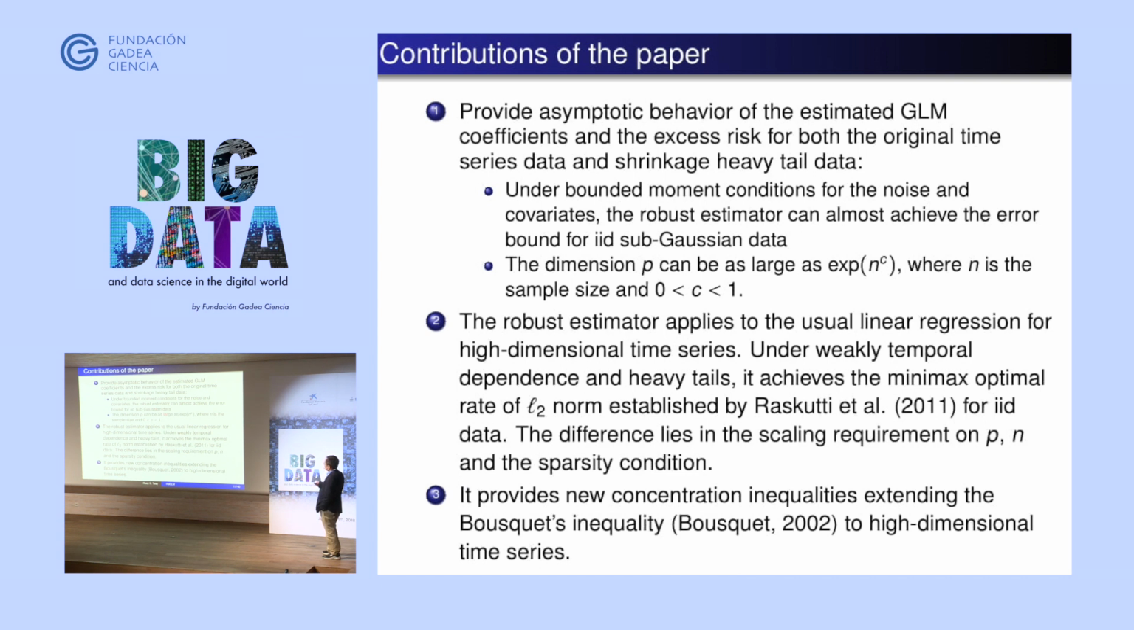The dimension P can be as large as exponential in C. It can be quite general as well. This depends on whether you have exponential decay. If you have polynomial decay, then P can only have a polynomial rate and so on. For the robust estimation, you apply it to the usual linear regression with high dimensional time series. I think Jen Cheng already mentioned that. For weak temporal dependence and heavy tail type of distribution, you can achieve the minimax optimal rate in the L2 sense. So those are, in some sense, quite useful, encouraging results.